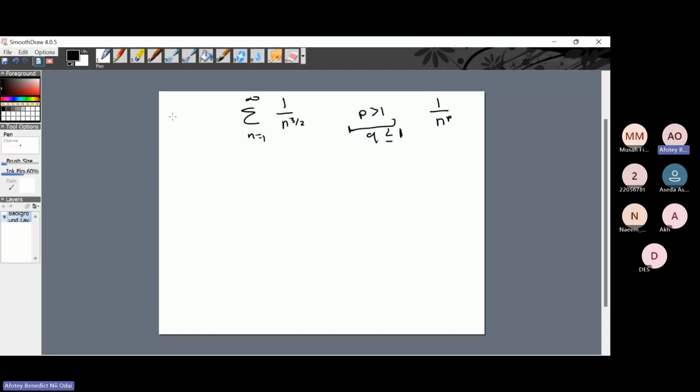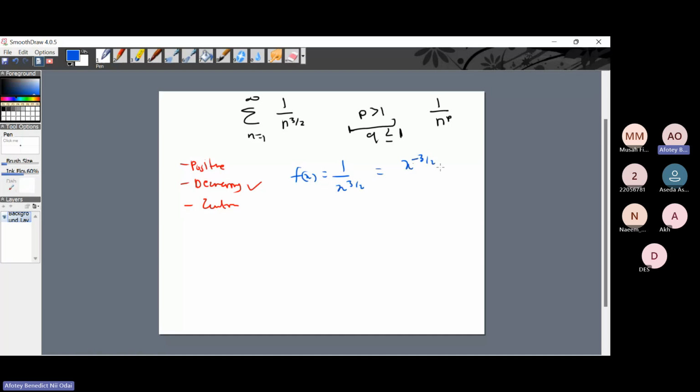Now, remember this falls under the convergence of positive term series. So the first thing we have to do is to show that this is positive, decreasing, and continuous. Let's do the decreasing one first. To show that it's decreasing, we redefine it: f of x is equal to 1 on x to the power 3 on 2, which is the same as x to the power negative 3 on 2.